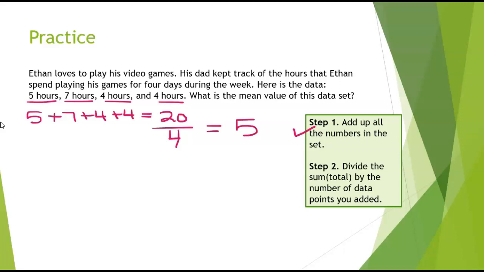So what does that mean? So that means the mean is 5. That's just saying Ethan spent an average over 4 days of playing his video games 5 hours. That was his average number of hours he spent playing video games over 4 days.